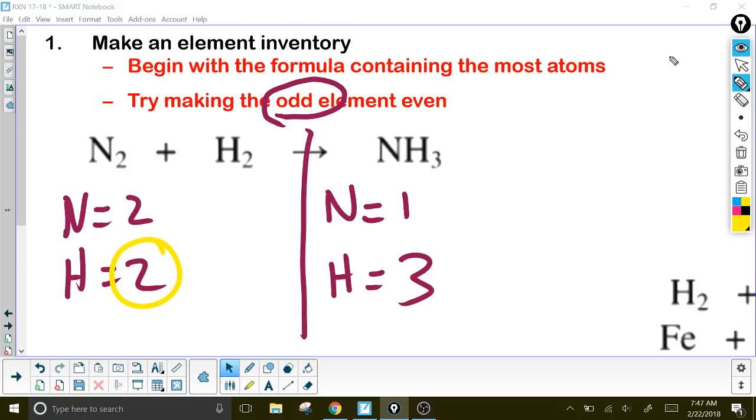So what you actually need to do is even this side up. You start by trying a 2. Even the odd side up. 2 times your 1 N is 2 here. 2 times your 3 is 6 here.